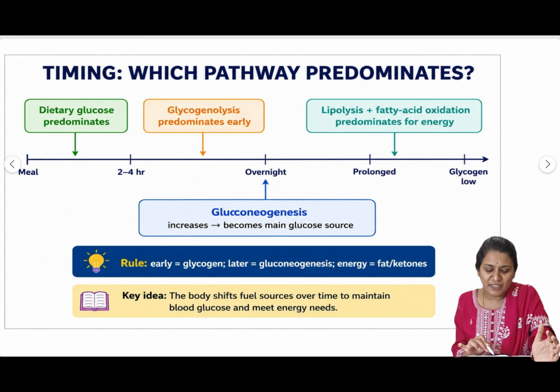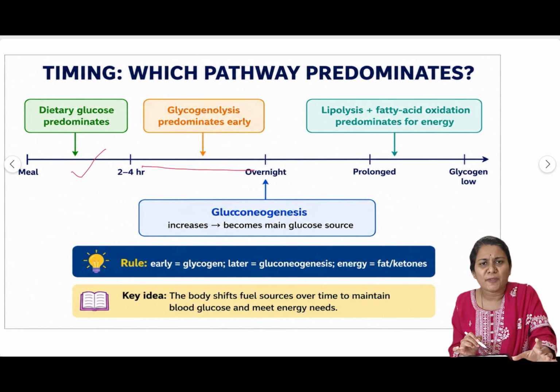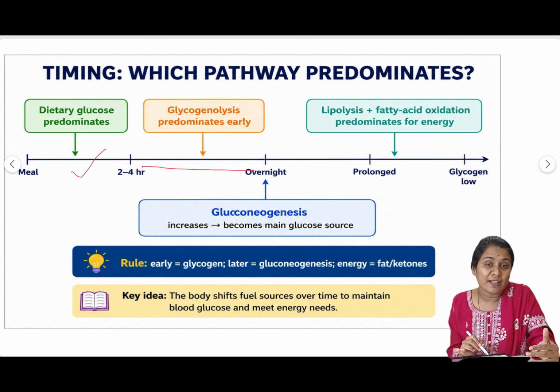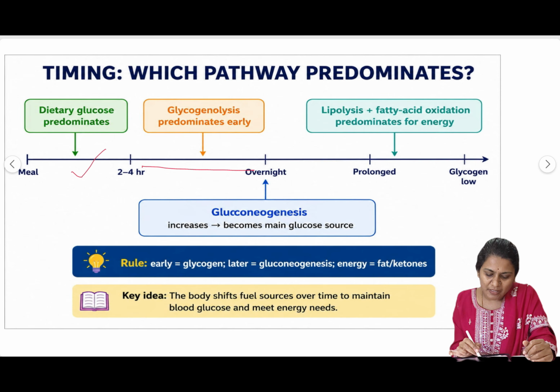So this is the same thing. Initially, 2 to 4 hours, there is an increase in the glucose. After that, overnight. In Nelson they have not mentioned specific timing, so till what time will glycogenolysis predominate? So overnight fasting: when you consume food and sleep, after 4 hours the overnight fasting is taken care of by glycogenolysis. Suppose overnight fasting, just think 8 to 12 hours.